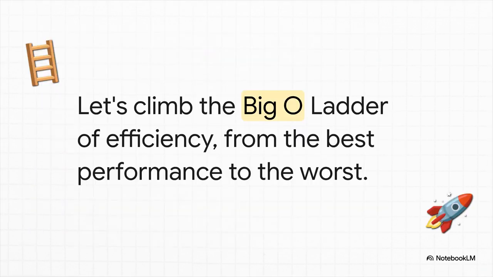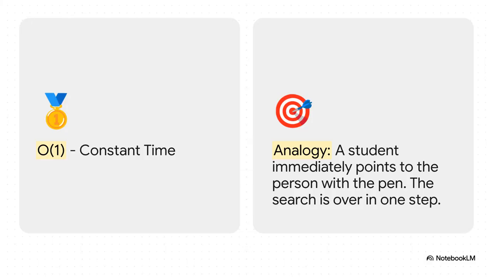All right, with that foundation laid, let's actually climb this Big O ladder of efficiency. We're going to start at the very top with the absolute best case scenario and work our way down to the stuff you really want to try to avoid. At the very top of the ladder, the holy grail is O(1). We call this constant time.